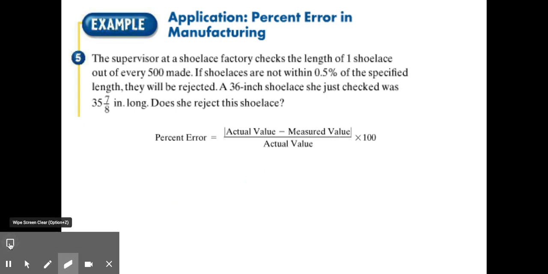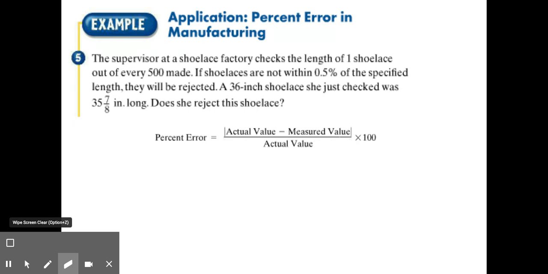So let's apply this to a shoelace factory. So the supervisor at a shoelace factory checks the length of one shoelace out of every 500 made. If shoelaces are not within 0.5% of the specified length, they will be rejected. A 36-inch shoelace she just checked was 35 7/8 inches long. Does she reject this shoelace?